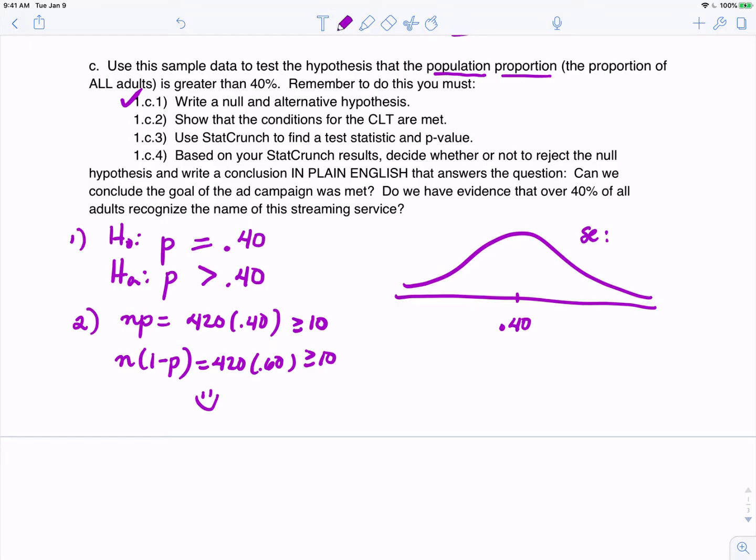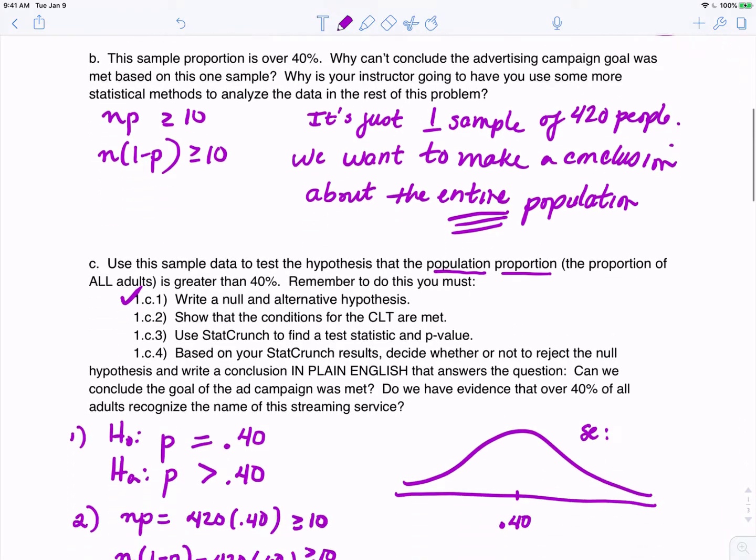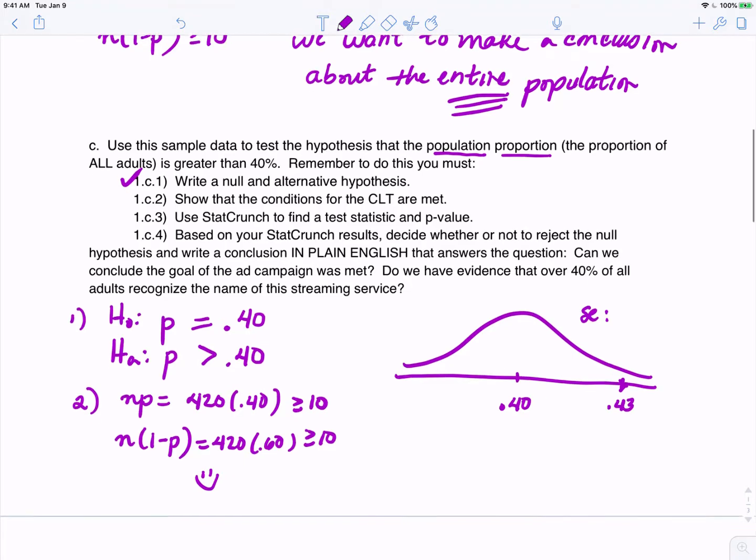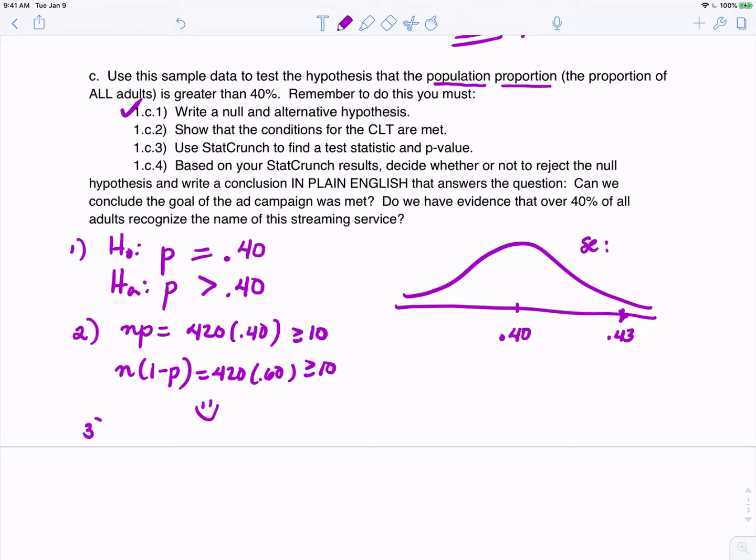And we can compute something called the standard error, in other words, the spread of this distribution, by using a formula. Then we're trying to see if our sample proportion was 43%, we want to know if 0.43 is unusual. Is it so unusual that it causes us to doubt that the null hypothesis is true? The way we do that is by computing a test statistic and a p-value. Our test statistic and our p-value are going to be computed using StatCrunch. So we're going to navigate over to StatCrunch.